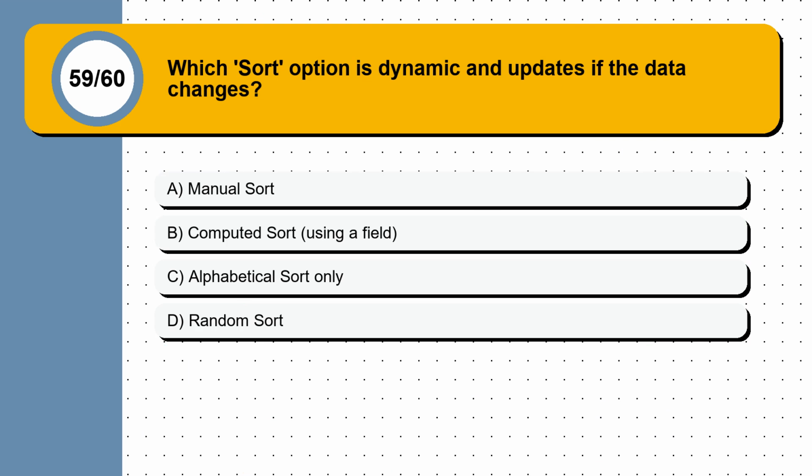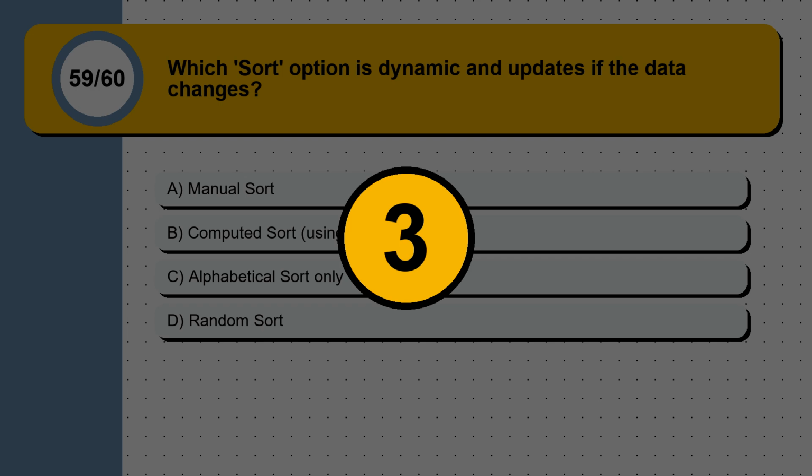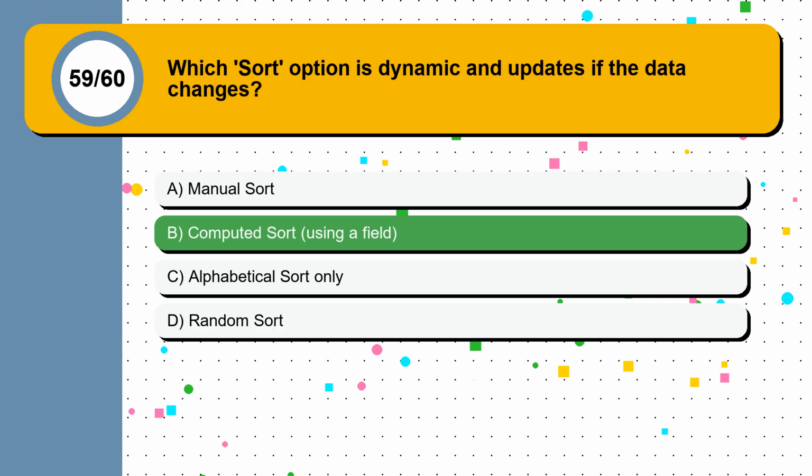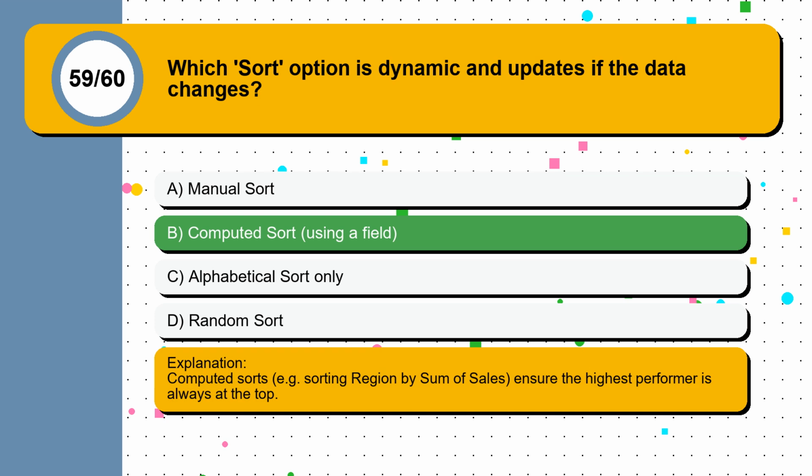Question 59. Which sort option is dynamic and updates if the data changes? Option A, manual sort. Option B, computed sort, using a field. Option C, alphabetical sort only. Option D, random sort. The correct answer is option B, computed sort, using a field. Computed sorts, e.g. sorting region by sum of sales, ensure the highest performer is always at the top.